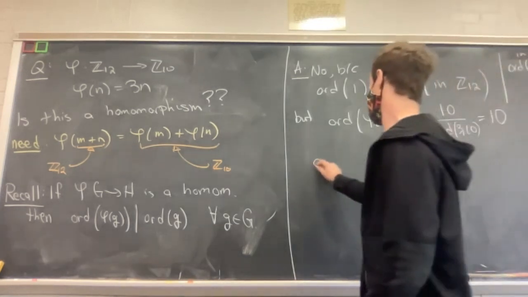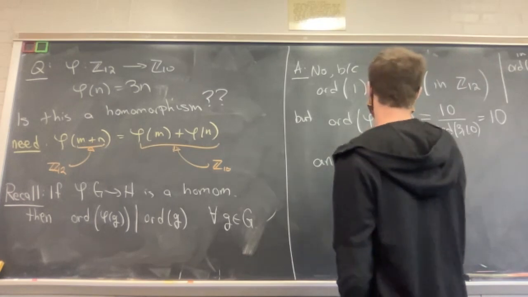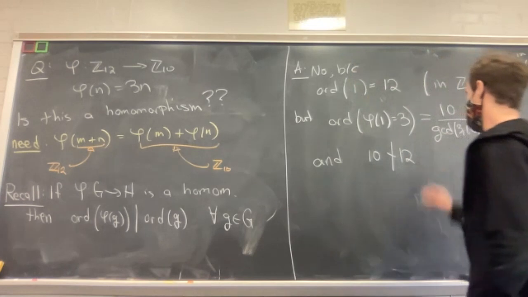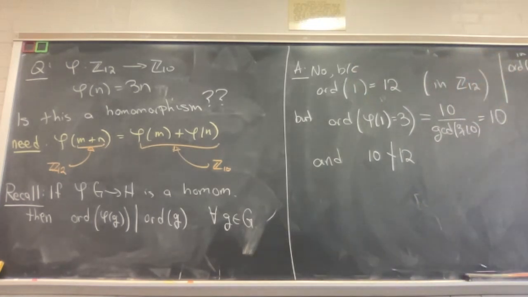So what do we got? We got that the image has order 10, but that does not divide the order of the original element, which was 12. 10 doesn't divide 12, right? That's really all there is to it.